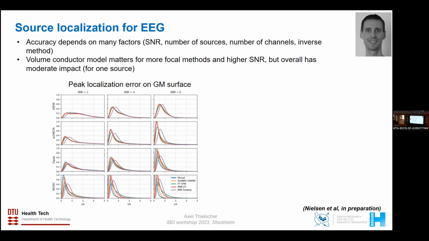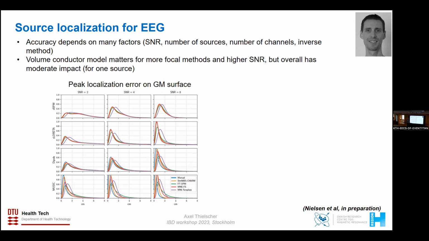So what is shown here is different types of inverse solvers: dipole, MUSIC, sLORETA, for example. What is shown here is the SNR of our simulated EEG, and here would be the localization error. In general, you see clear differences between the methods for a single source, I have to say. You see clear differences between the methods. Some are just more unfocal compared to others.